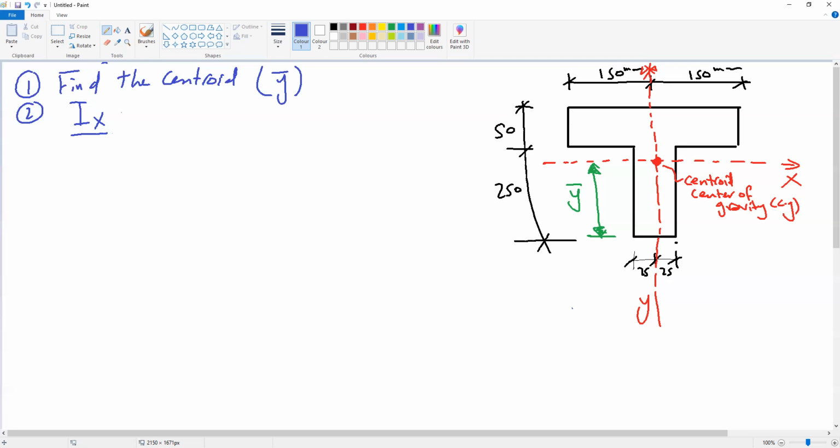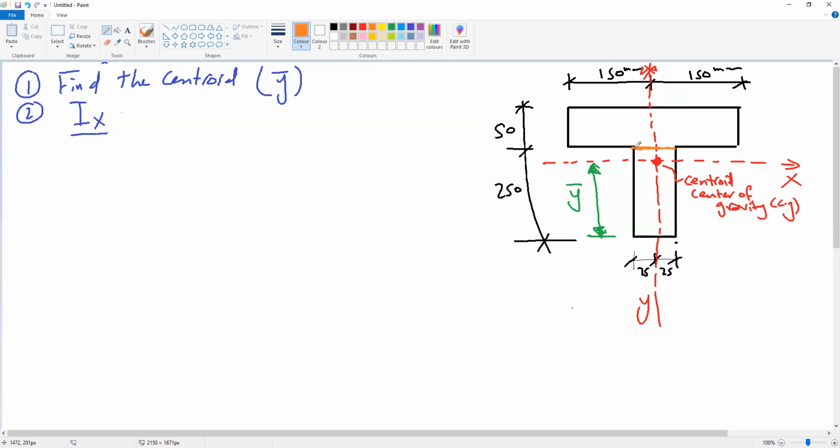Is the T section a regular shape? Does anyone know where the centroid is, or what the I value is for it? No, we don't know the centroid because it is an irregular shape, and we also don't know the inertia because it is not a regular shape. So if we have any irregular shape, we have to subdivide it into some regular shapes. What regular shape can we use here? We can use two rectangles.